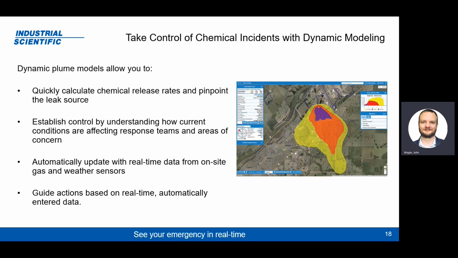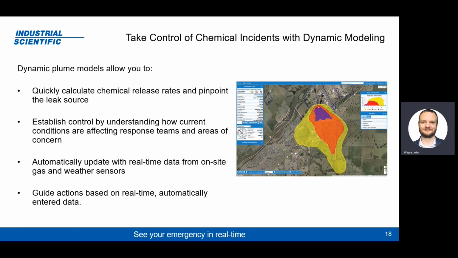Finally, dynamic plume modeling is another critical consideration in the chemical emergency toolkit. Dynamic plume modeling allows us to quickly calculate chemical release rates and pinpoint the leak source. We can establish control by understanding how current conditions are affecting response teams and areas of concern. We can also automatically update with real-time data, and we can guide our actions based on real-time automatically entered data.